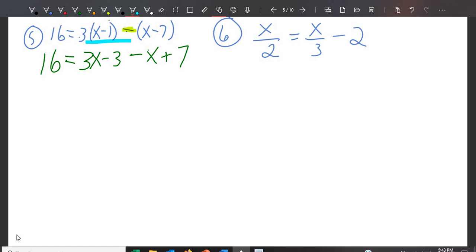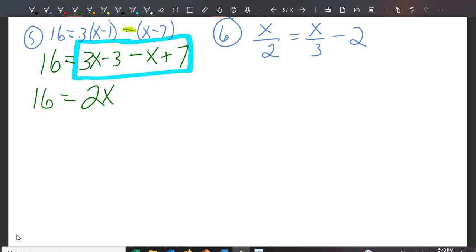Now, on the right, there's more than 2 terms. So we combine the like terms. There's a 3x minus an x. That's a 2x. There's a -3 and a +7. That gives me a +4.